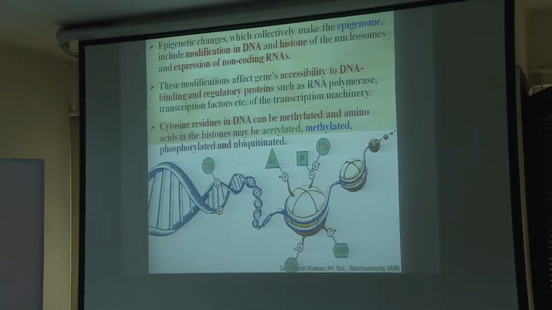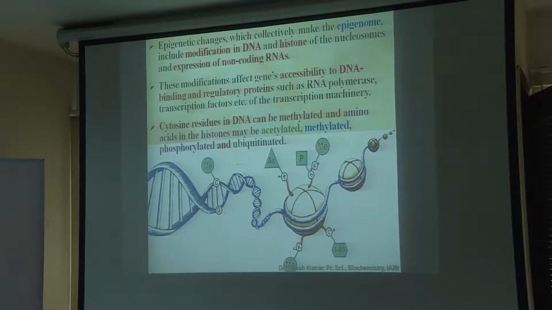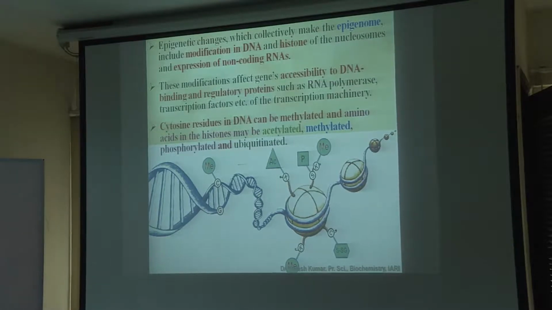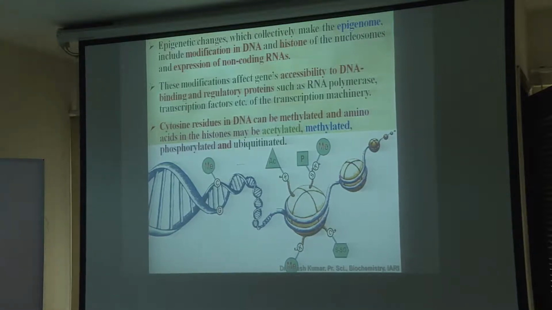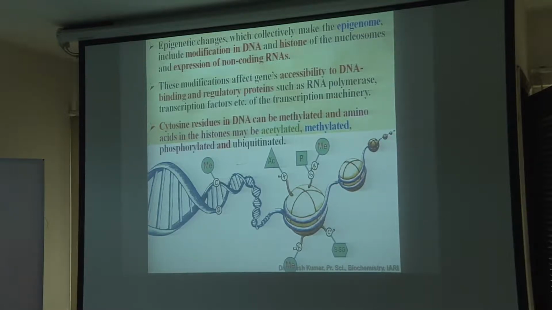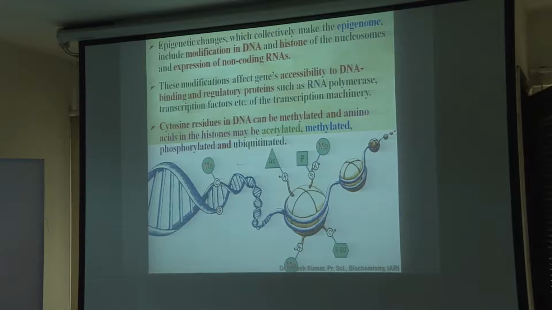So, what are the different types of epigenetic changes? Of course, there are 3 important components. The first component is DNA, changes in DNA. Different types of changes are known, and the first one, before that let me ask you, how many bases are there in DNA? 4 bases are there, all of us know that.